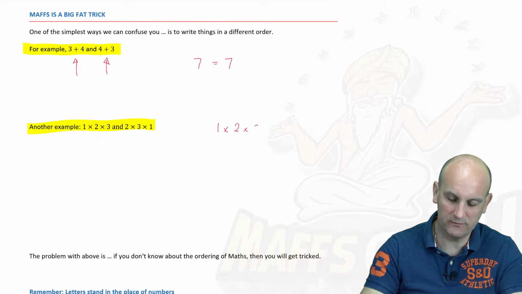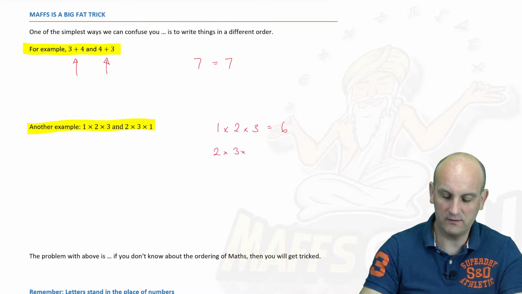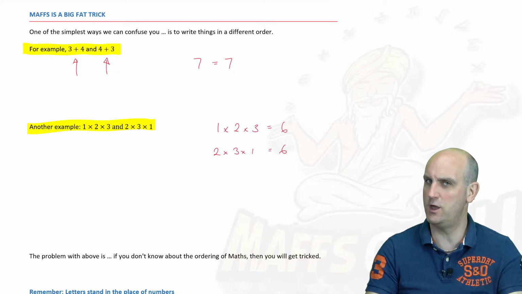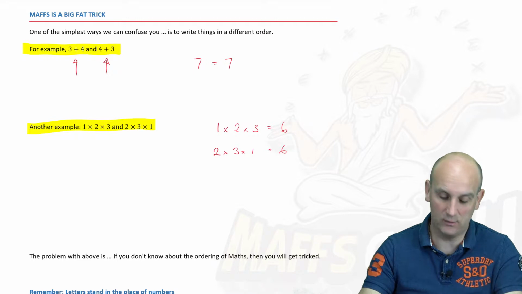1 times 2 times 3. Well, 1 times 2 is 2. 2 times 3 is 6. Hey, what about 2 times 3 times 1? Well, 2 times 3 is 6, times 1 is 6. Well, hey! And in fact, therefore, they are equivalent expressions, or they're certainly equivalent.